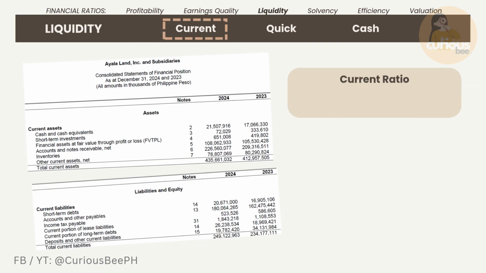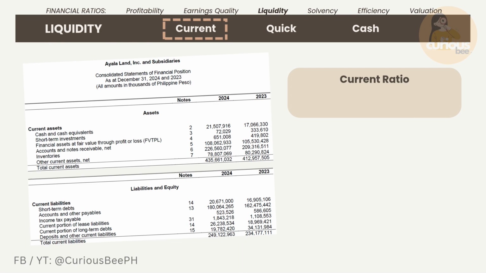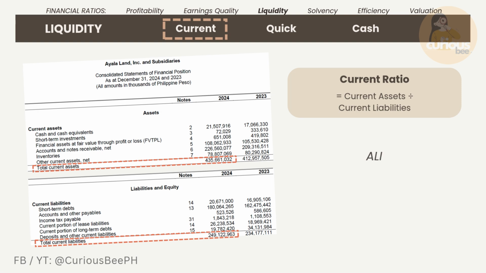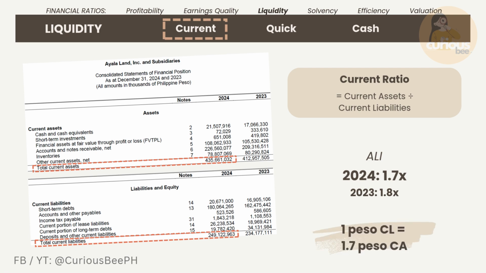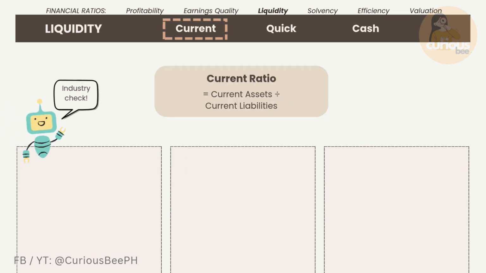Let's compute. Formula for current ratio is current assets divided by current liabilities. Our sample company's current ratio in 2024 is 1.7 times. This means that 1 peso short-term debt is covered by 1.7 peso of current assets. Is this good? It's above 1, so it is. But how does it compare to its competitors?